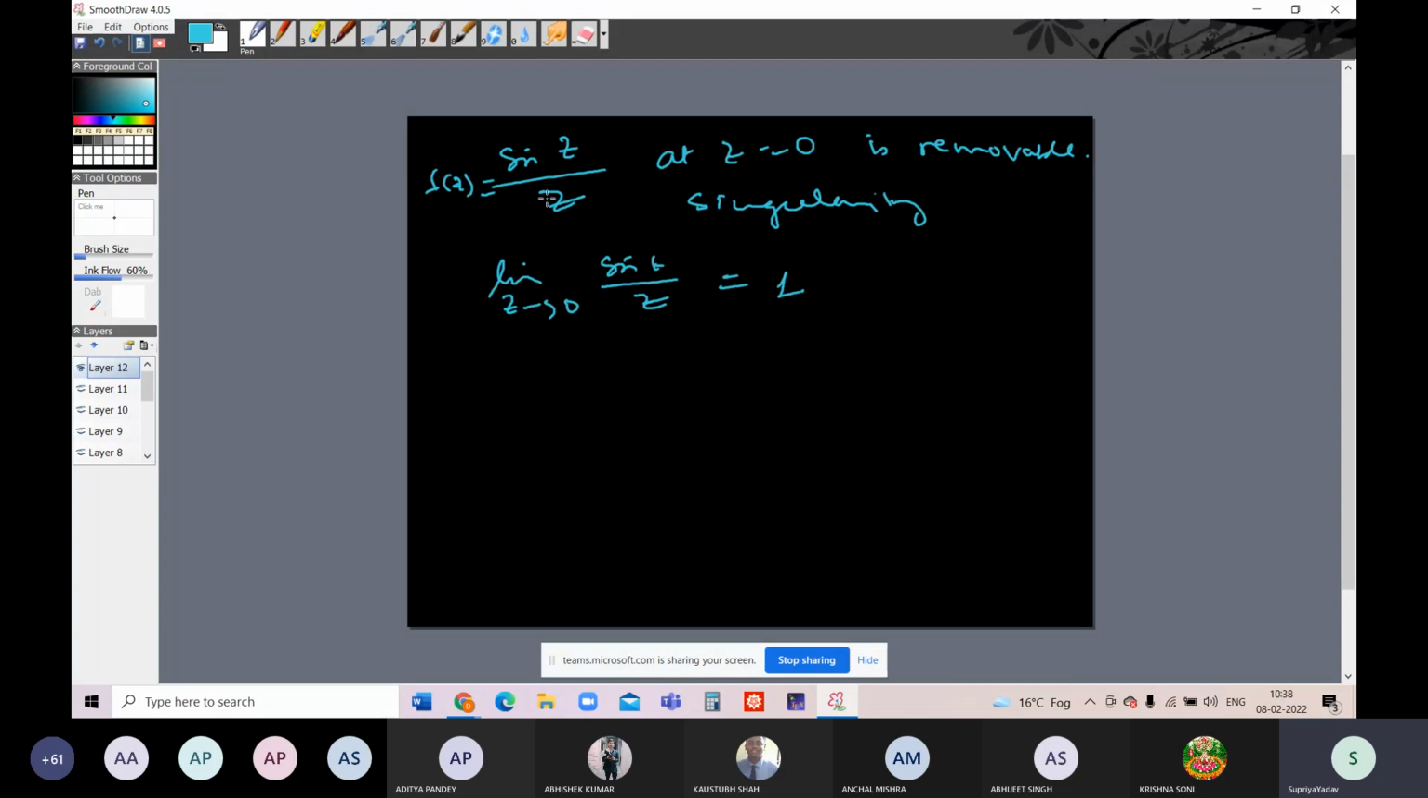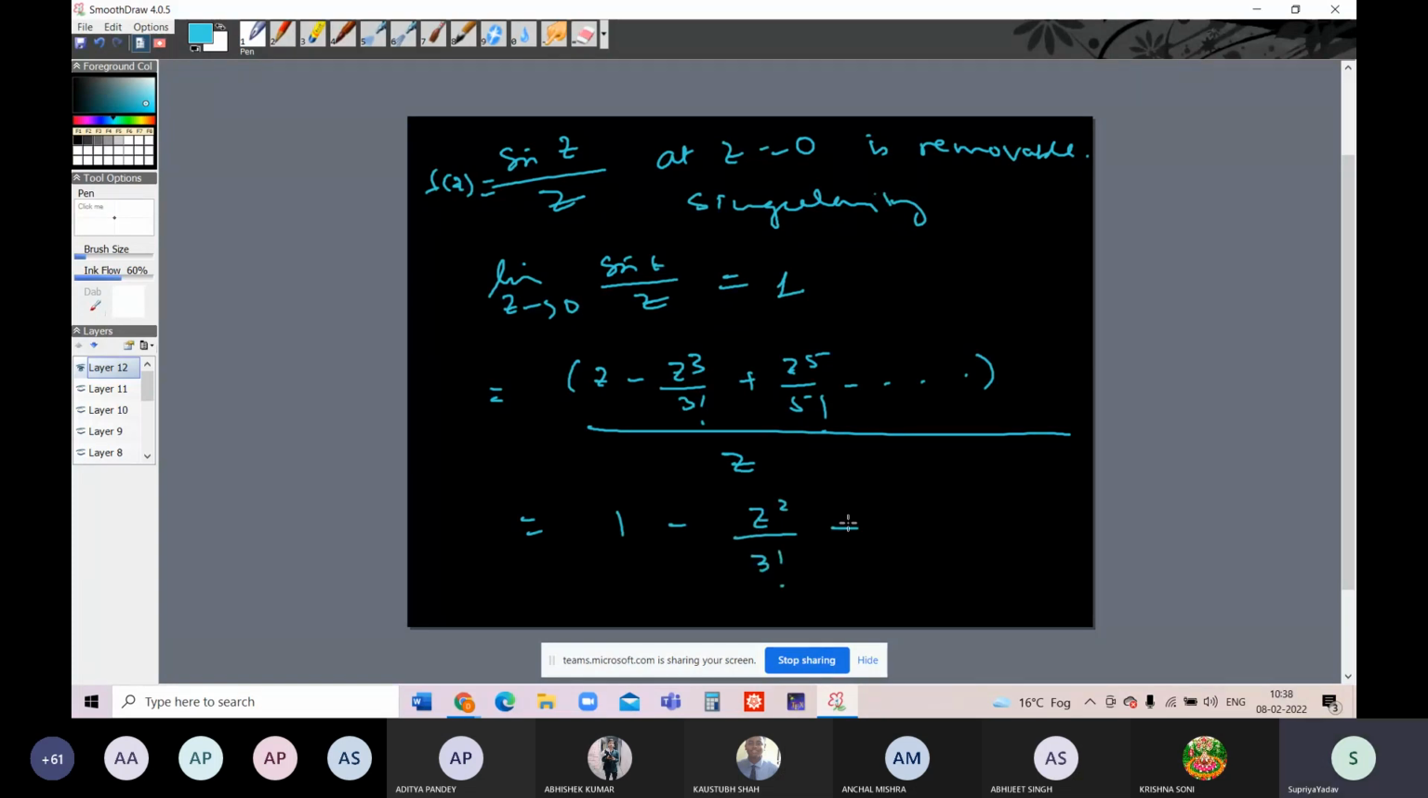And if we write its Laurent series about z is equal to 0, this will be z minus z cube by factorial 3 plus z to power 5 upon factorial 5 and so on, divided by this z. It will be 1 minus z square upon factorial 3 plus z to the 4 upon factorial 5 and so on. You can see here the principal part of this series is 0. We do not get any term where there are negative powers of z. So by this Laurent series we can also say that z is equal to 0 is the removable singularity for this function. Okay.